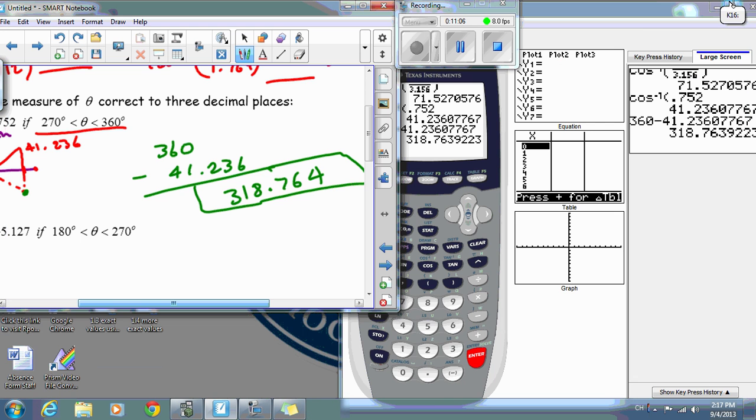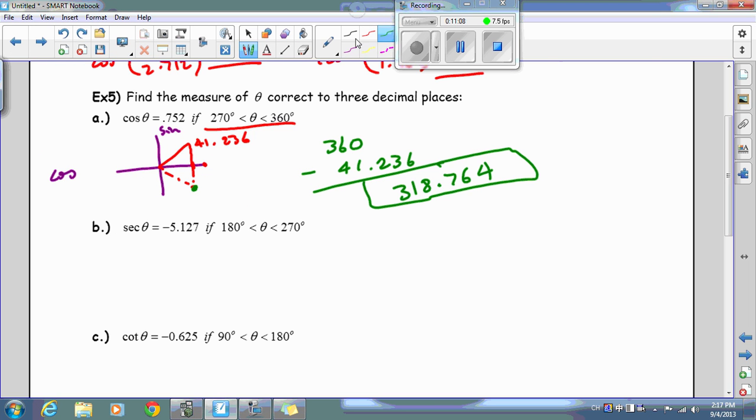Any questions so far? If yes, save them for the class. That's what I'll be in class to answer this question. Now, let's look at the secant theta is equal to negative 5.127, and apparently it's located in what quadrant? Between 180 and 270. That's your quadrant 3. Now, again, I'm drawing my axis, and if it's in quadrant 3, it's located somewhere here.